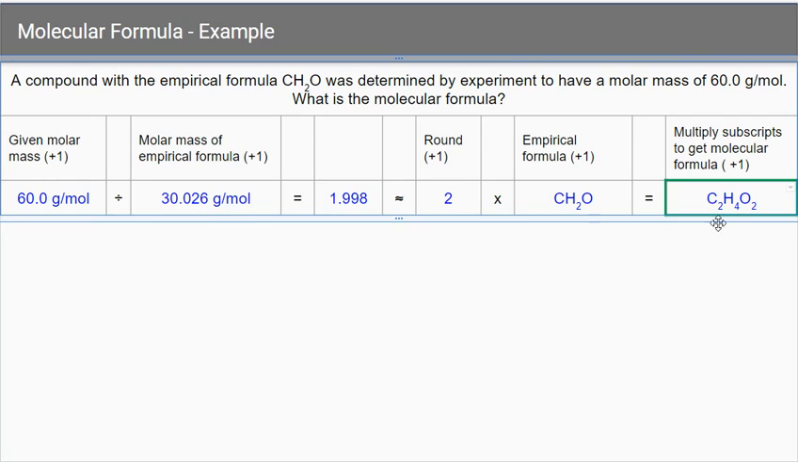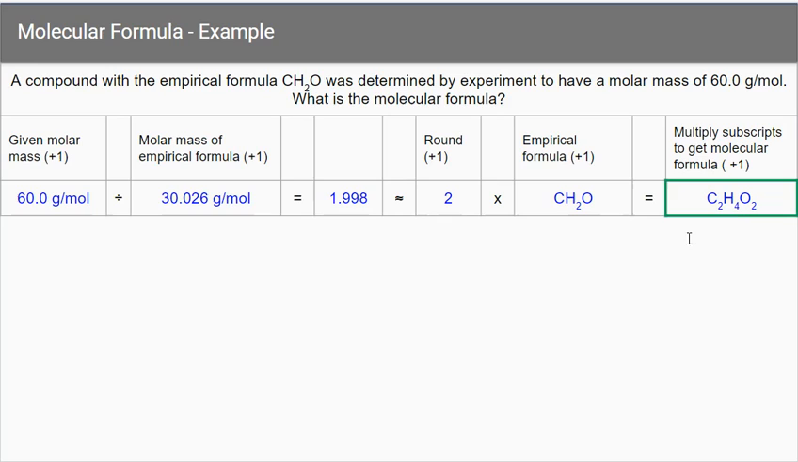And so this is our molecular formula. This is the actual molecule. So the ratios are the same. The ratios are 1 to 2 to 1, right? 2 to 4 to 2 is the same ratio as 1 to 2 to 1. But the actual molecule doesn't have just one carbon atom, just 2 hydrogen atoms, and just 1 oxygen. The actual molecule has 2 carbon atoms, 4 hydrogen atoms, and 2 oxygen atoms.